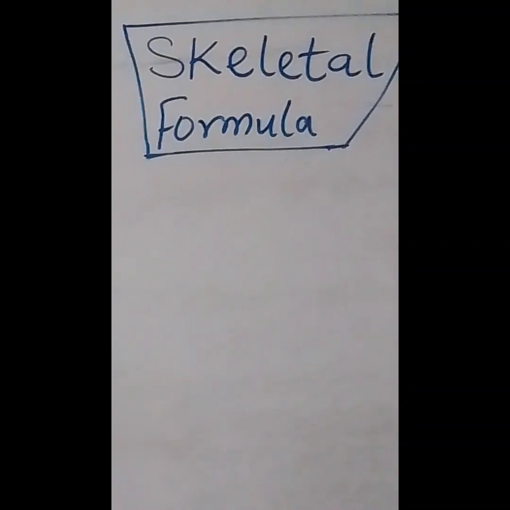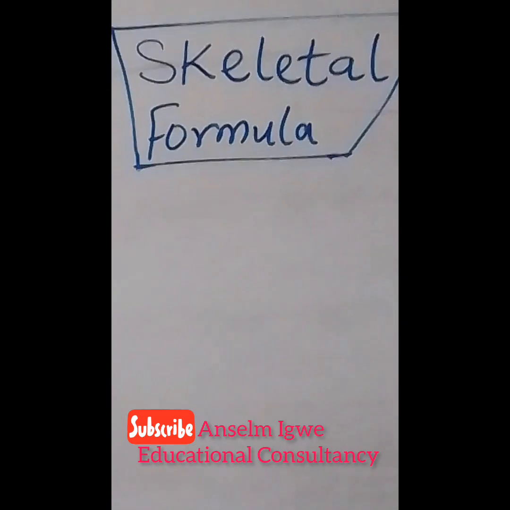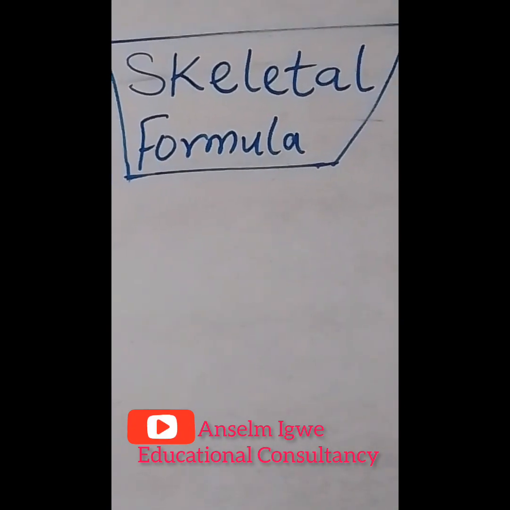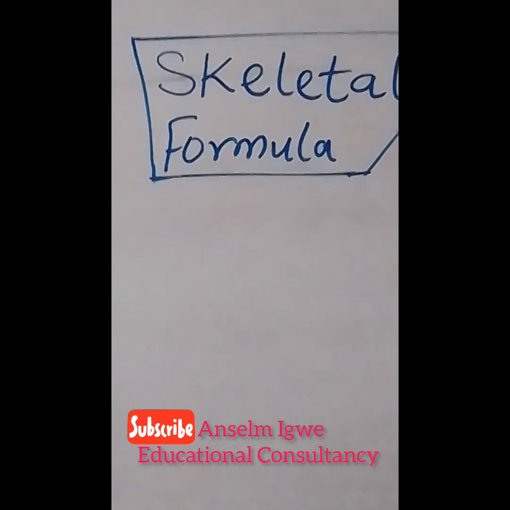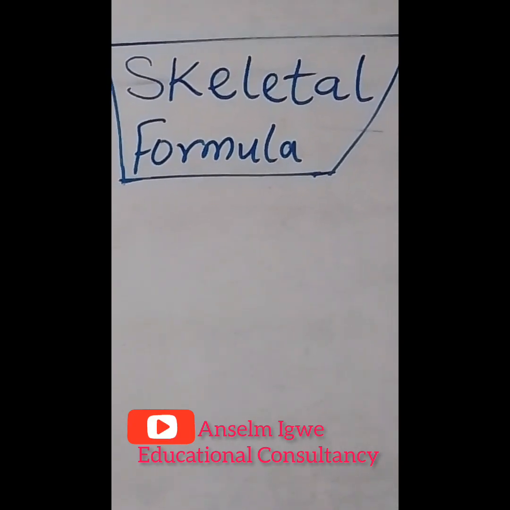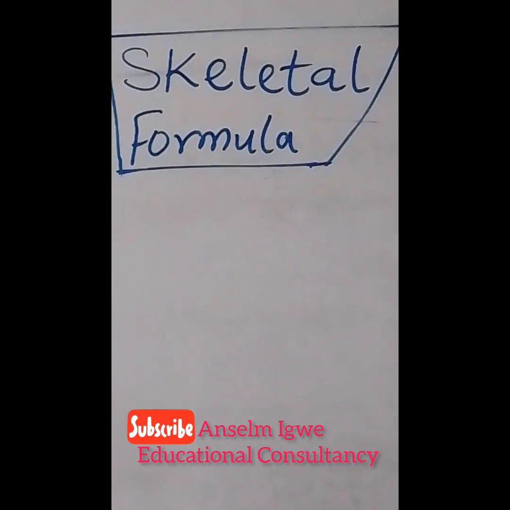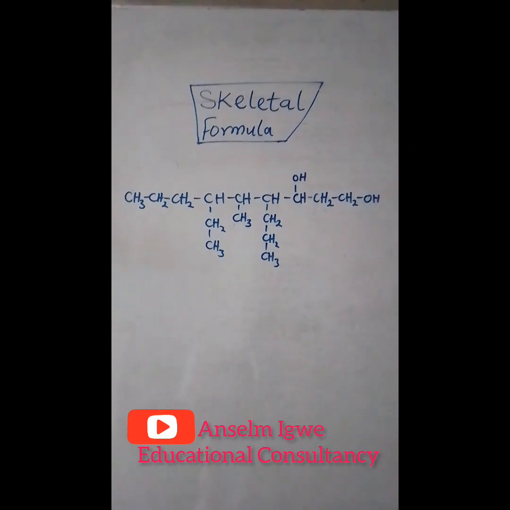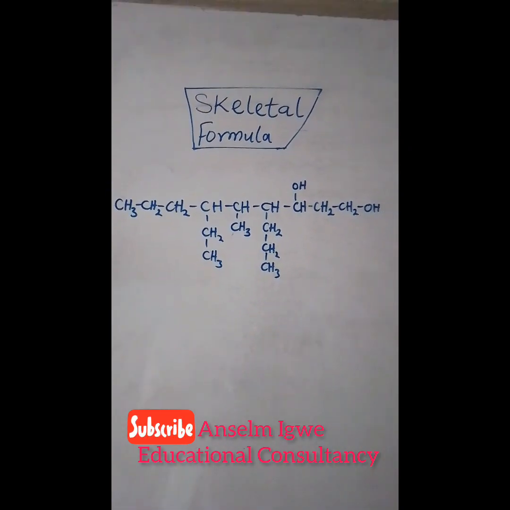The skeletal formula or the line bond formula is a way of reducing the bulky nature of the organic compounds. So, skeletal formula is just use of lines to represent all the details of the molecular formula of a compound. For instance, let us look at the structural formula presented before us.